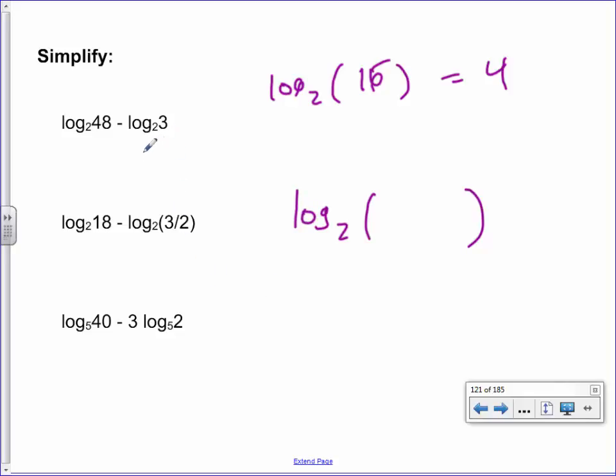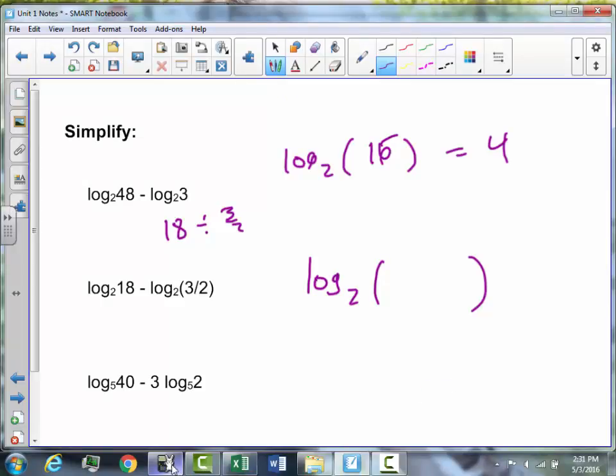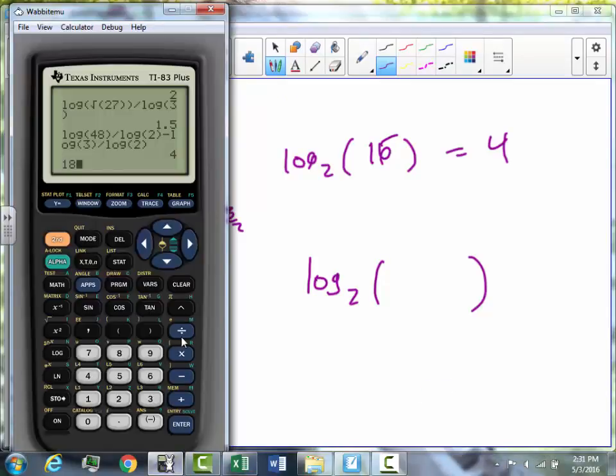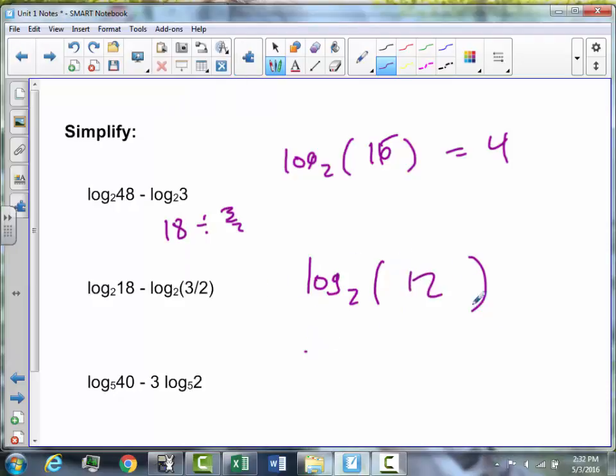So we need someone to do 18 divided by 3 over 2. Let's just make sure that we do that carefully here. I'm going to do 18 divided by bracket 3 over 2. Good, 12. Awesome. Okay. So it means that that's the log of 12.